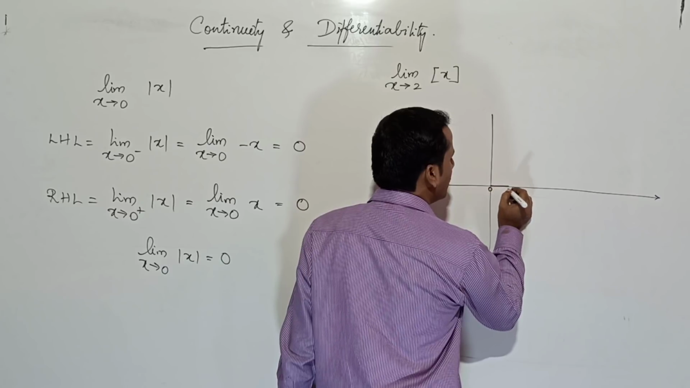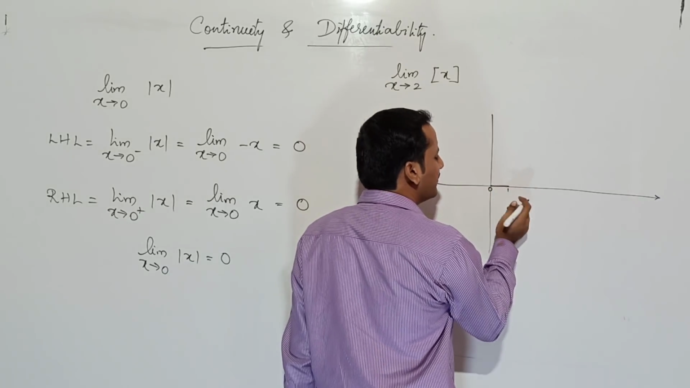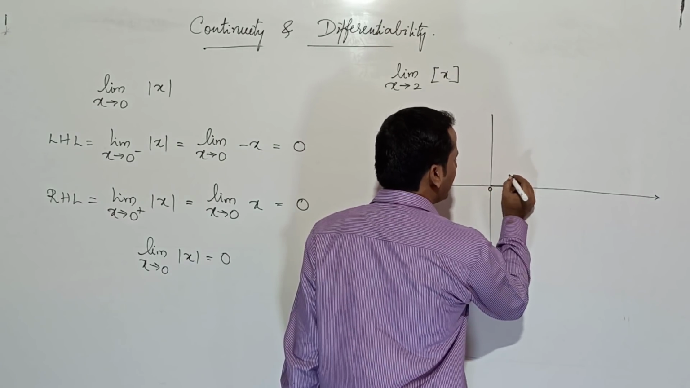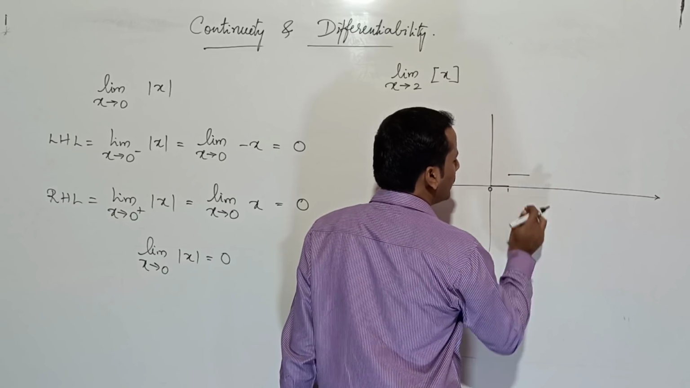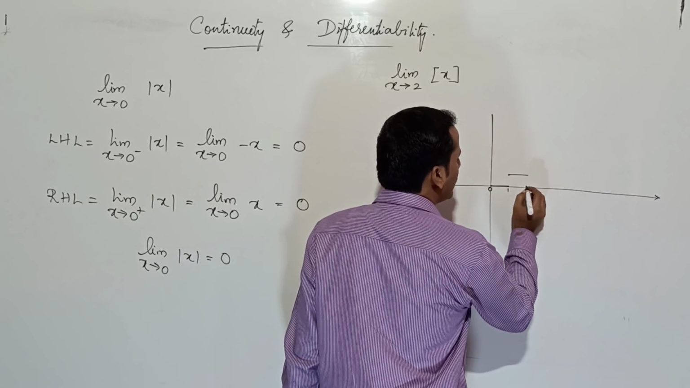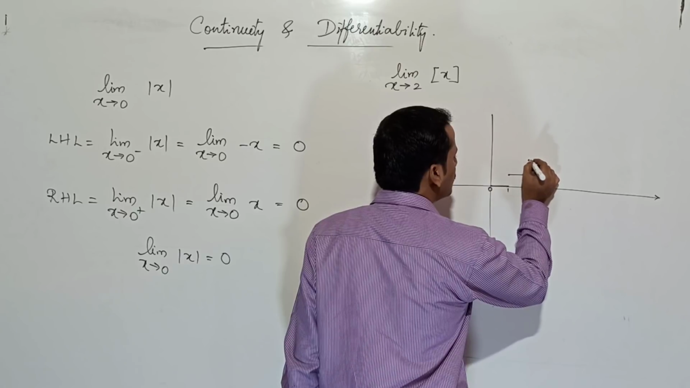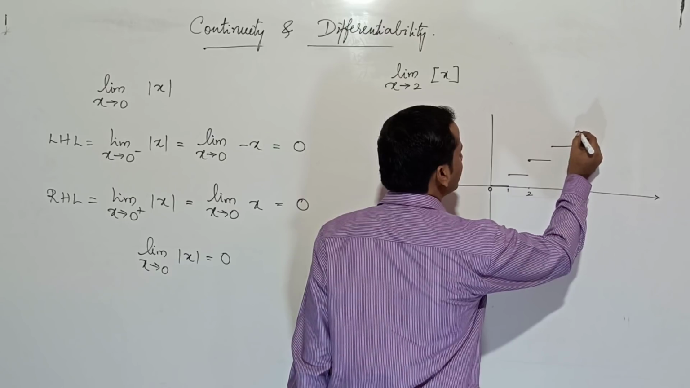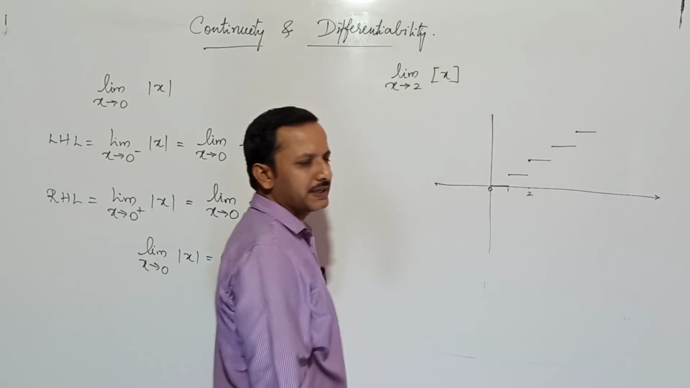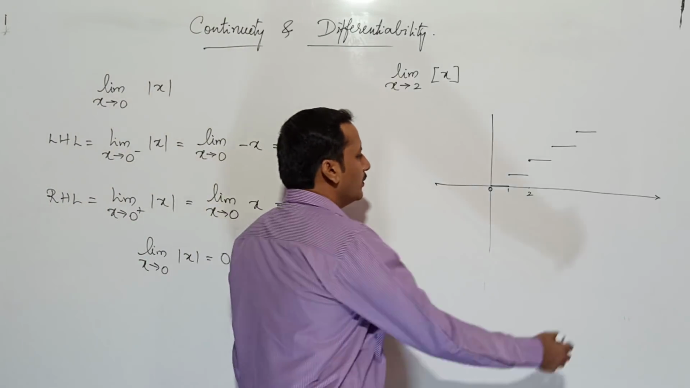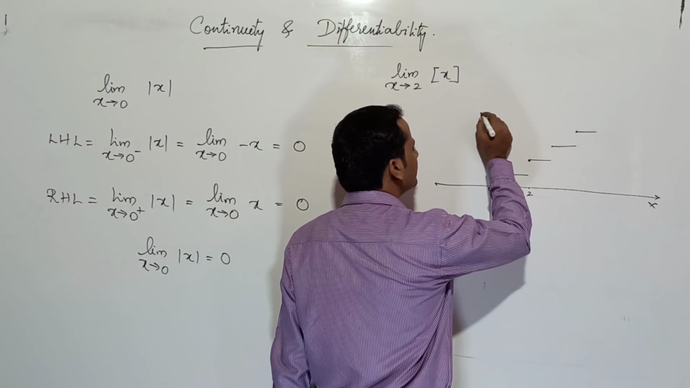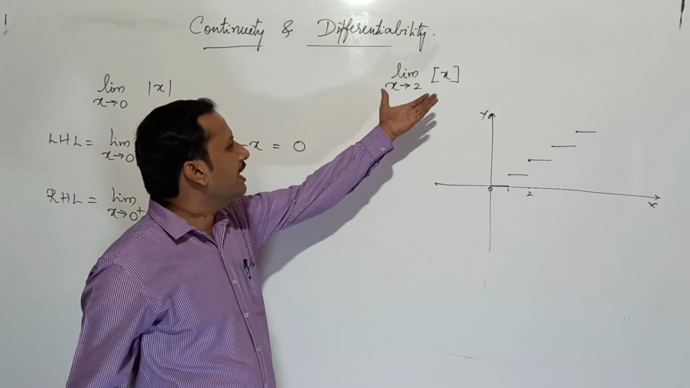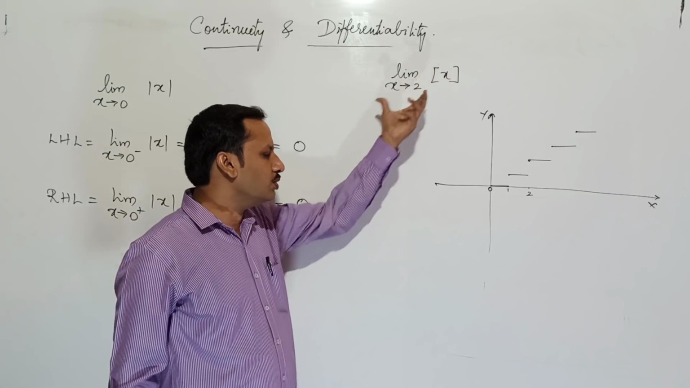Okay, this is 0, 1. From 0 to 1 it is defined as 0. At 1 it is 1. From 1 to 2 it is 1. At 2 it is 2. So this is the graph of step x. Now I want to find out the limit x tends to 2 of step x.